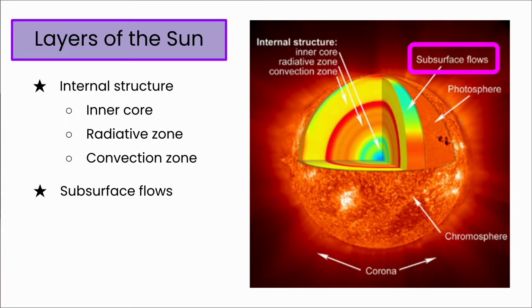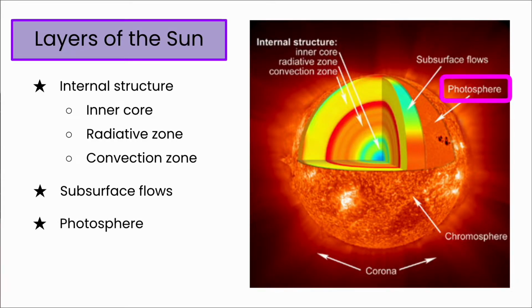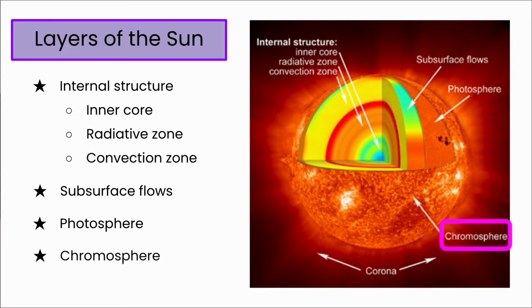Looking at the next layer out then is the subsurface flows, which is really just a region that separates the sun's core from the outer shell. If we now step out to the next, we've got the sun's outer shell or solar atmosphere that's made up of the photosphere, and then the chromosphere, and finally the corona. The photosphere is the deepest layer of the sun that we can actually observe with our eyes. The temperature in the photosphere varies from about 6,200 to 3,700 degrees Celsius.